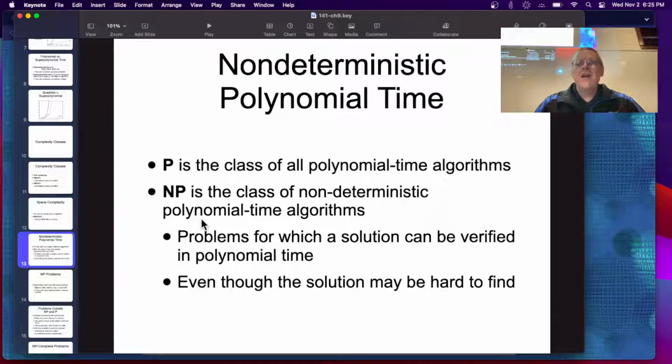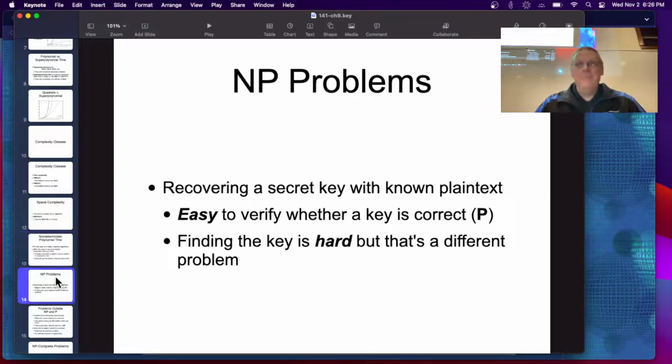The problem is you don't know if the NP problems do not have a polynomial solution, or if it's just that you haven't found it yet. And no one's been able to find a way to prove that. So these are problems where we believe there is no easy way to do it, but we cannot prove that.